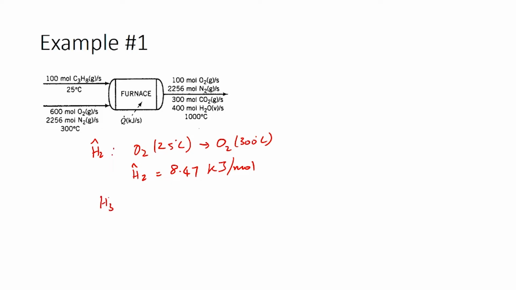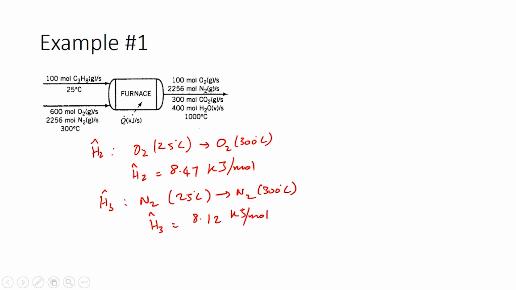So, now similarly we can calculate H3 cap. H3 cap would be nitrogen going from 25 degrees Celsius to nitrogen at 300 degrees Celsius. So, your H3 cap would be equal to 8.12. So, this would also be kilojoules per mole, and again this can be obtained from the enthalpy table for combustion gases. So, what about H4 cap?